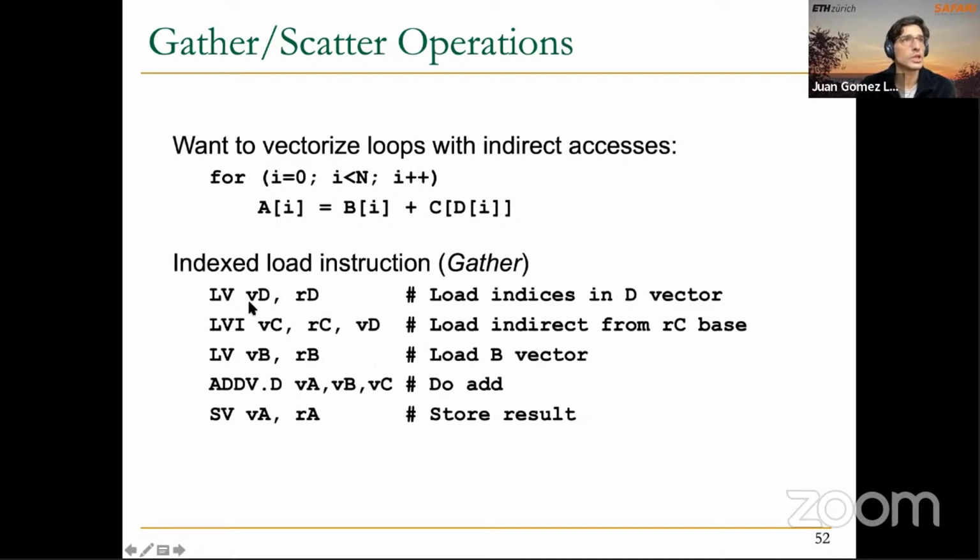We can write the vector code for this. As you see, first of all, we load the indices from the D vector, and then we have to do this load indirect where we calculate the address to access using this base register for array C and the vector register that contains the indices from array D. And this is called a gather operation because we are gathering elements from memory and we are storing them in our vector registers. Actually, they will be stored in this vector C that we later use for the addition.